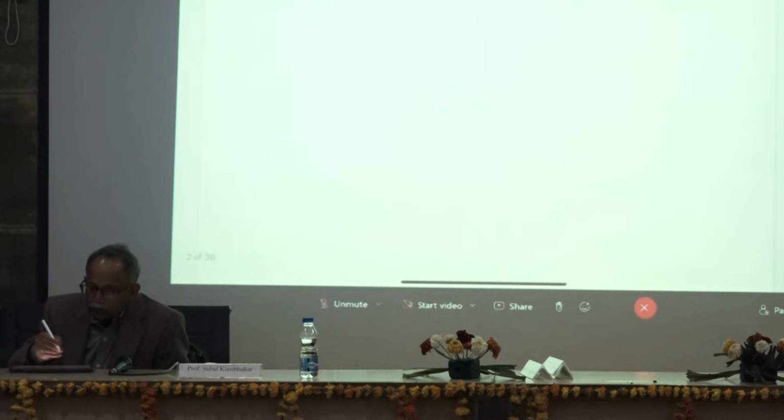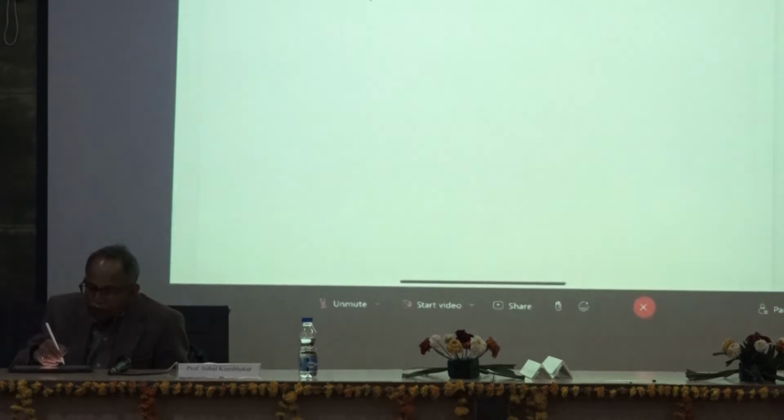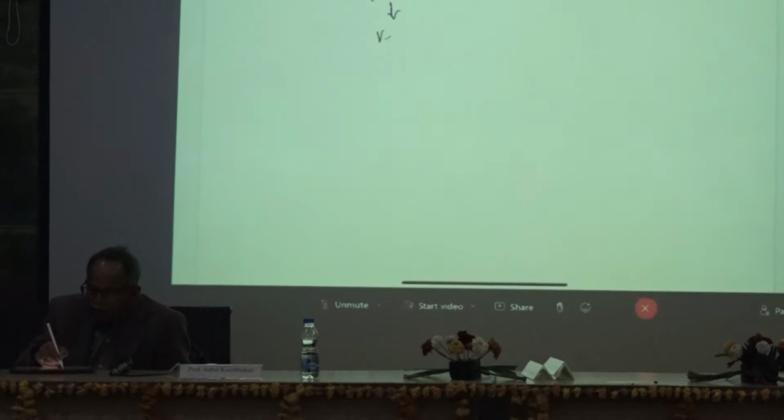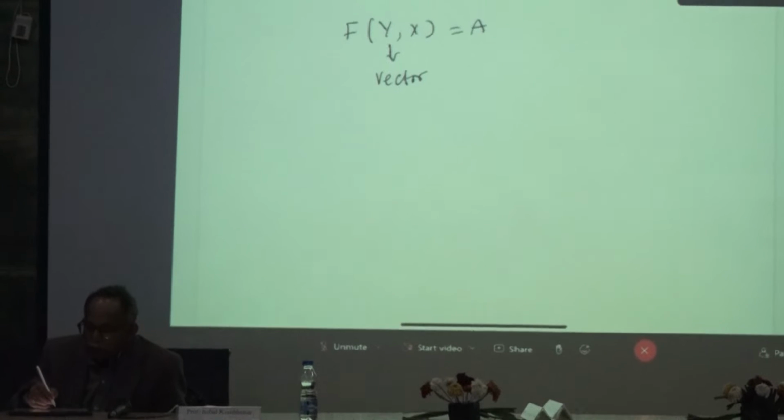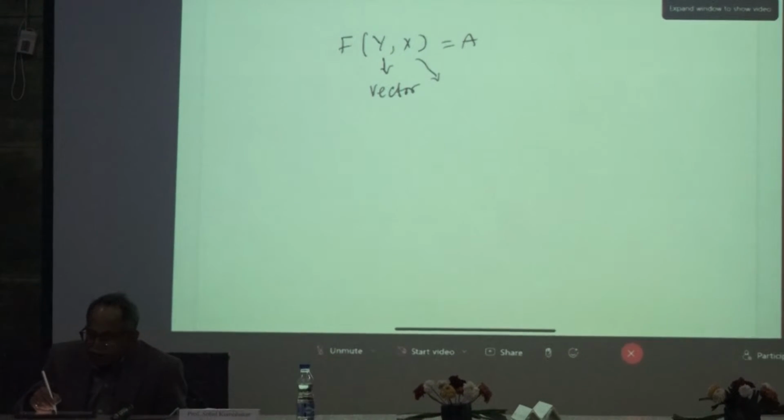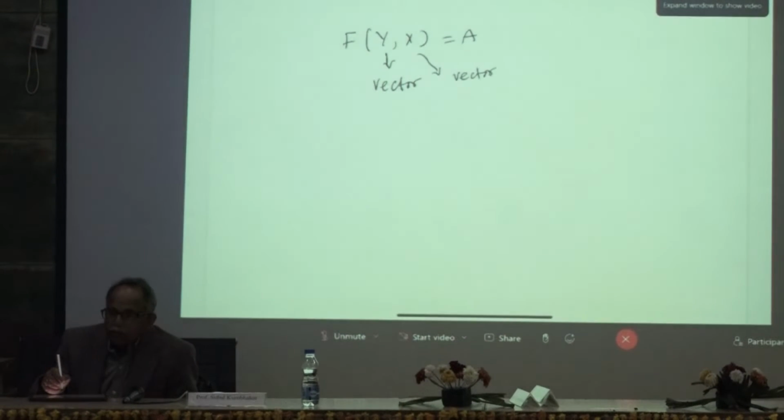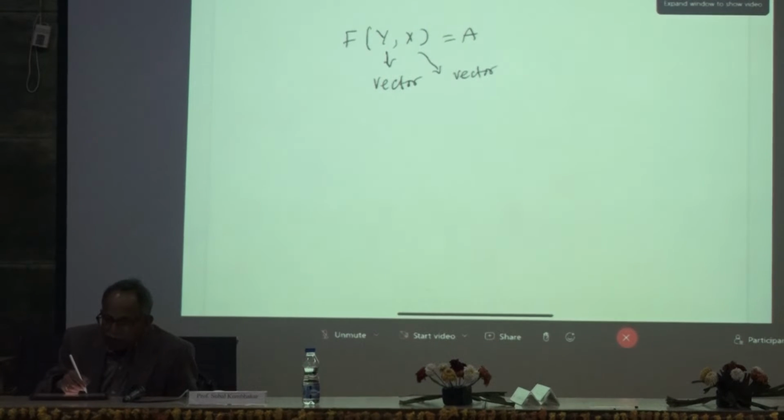Since we are going to be talking about multiple outputs, we start with the technology that we can write mathematically in this form. So you have f of y, x, and if you want, you can put some other variables, but let's just close it here. So y is a vector, meaning that you have more than one output, and x is also a vector, meaning that you have more than one input.